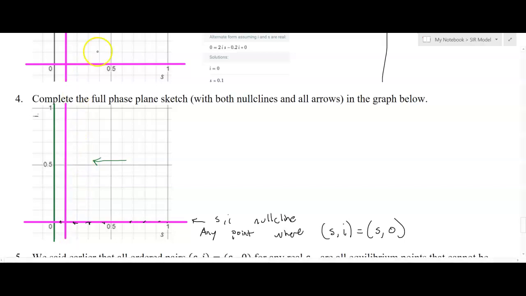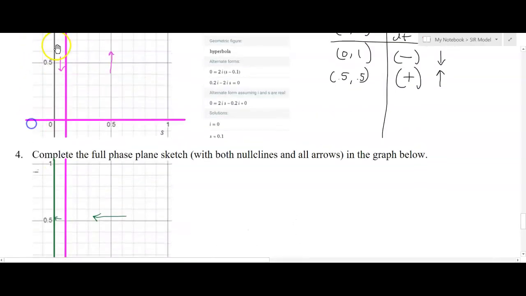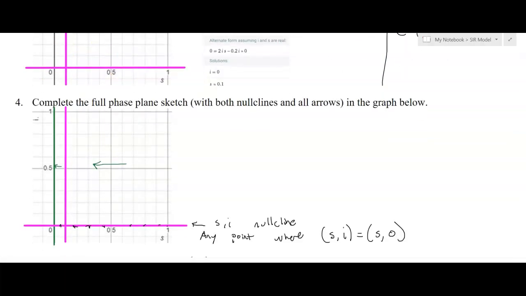And now, so we know that over to the left of this line, the arrows are also pointing left because it's still part of that top right region. But now we know that based on our I nullclines, the y component of the vectors to the left of S equals 0.1 point down, and here they point up. So one possible thing we should see is if we started, like, let's say at 0.5, 0.5, we would probably see something like this.